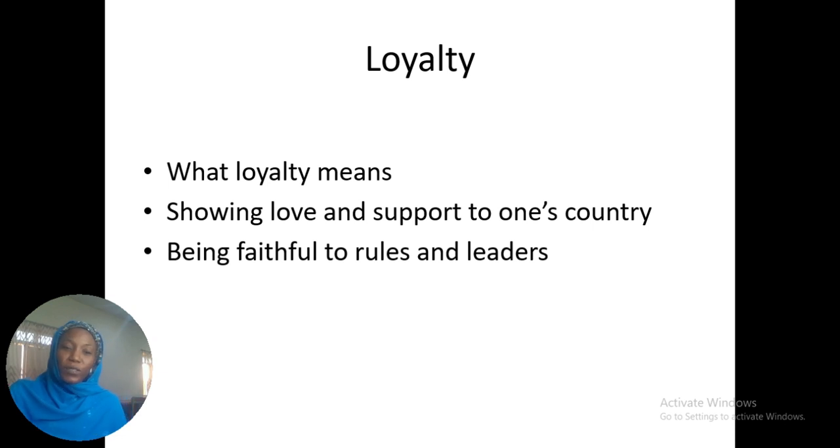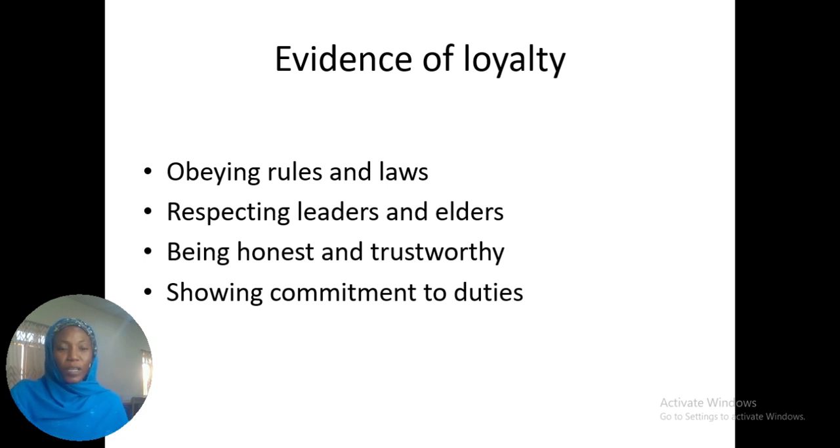What is loyalty? Loyalty means showing love and support to one's country, or also loyalty means being faithful to rules and also leaders. Then we look at the evidence of loyalty. What are those things that one will do as an individual that will prove to the society that you are a loyal person? The first is obeying rules and laws. So when rules are set, either at home or in the schools, if you are a law abider, then it shows that you are a loyal servant.